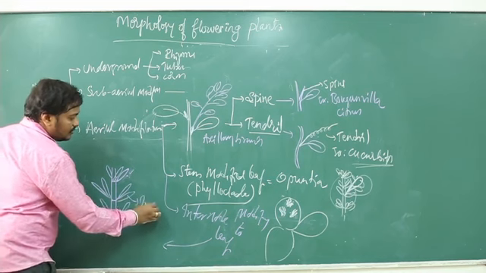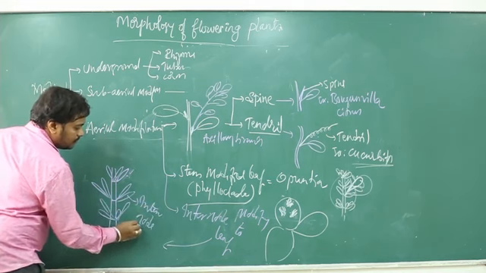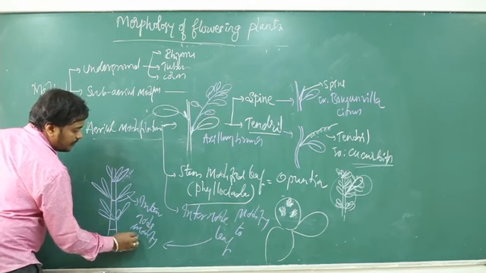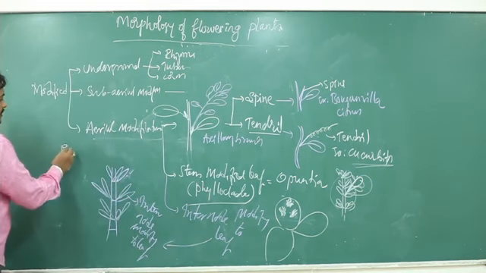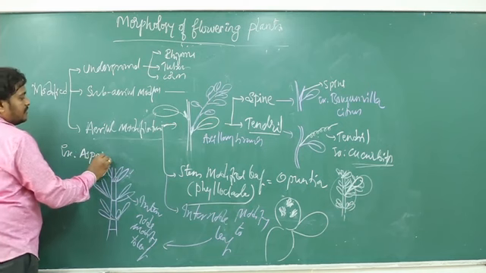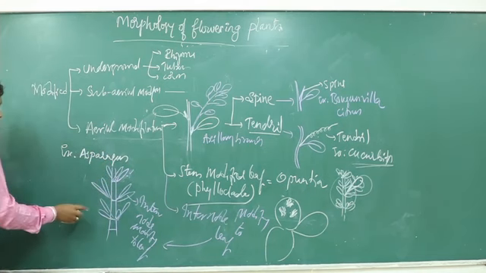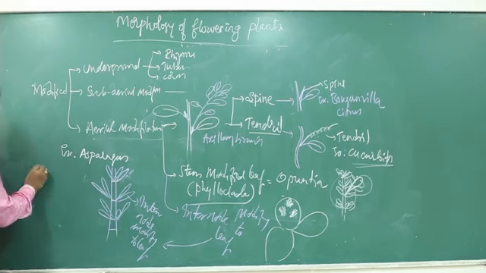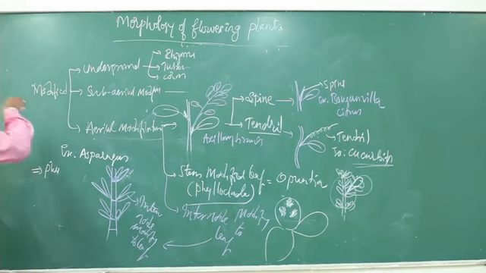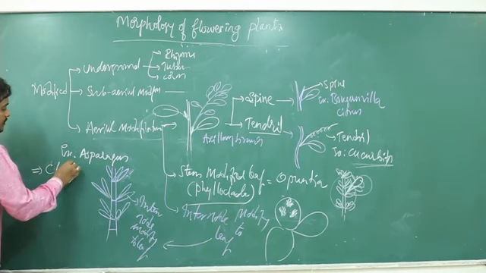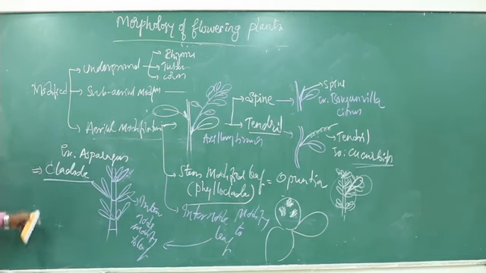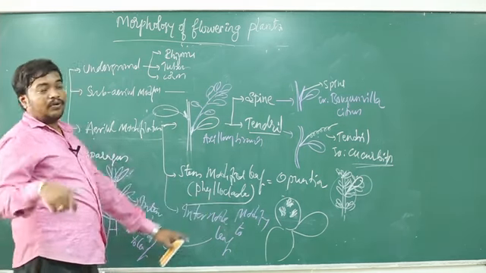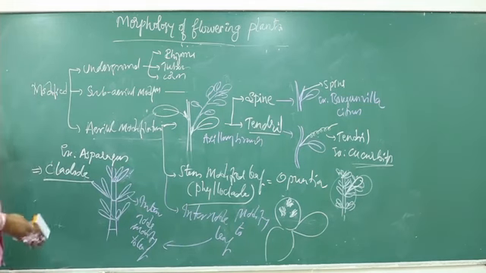ಸೊ ಇಂಟರ್ನೋಡ್ ಮಾಡಿಫೈ ಟು ಲೀಫ್. ಇಂಟರ್ನೋಡ್ ಲೀಫ್ ಆಗಿ ಮಾಡಿಫೈ ಆಗುತ್ತೆ. ಸೊ ಇದನ್ನು ನಾವು ಆಸ್ಪರಾಗಸಲ್ಲಿ ನೋಡ್ತೀವಿ. ಎಕ್ಸಾಂಪಲ್ ಆಸ್ಪರಾಗಸ್. ಸೊ ದಿಸ್ ಟೈಪ್ ಆಫ್ ಮಾಡಿಫಿಕೇಶನ್, internode modified to leaf, is called cladode. ಇದನ್ನು ಕ್ಲಾಡೋಡ್ ಅಂತ ಹೇಳ್ತೀವಿ. ಸೊ ರಿಮೆಂಬರ್, internode modified to leaf is called cladode. Stem modified to leaf is phylloclade. One more is there called phylloid, where petiole is modified to leaf. Okay, so these are the modifications of stem.